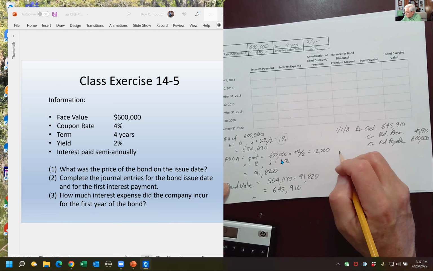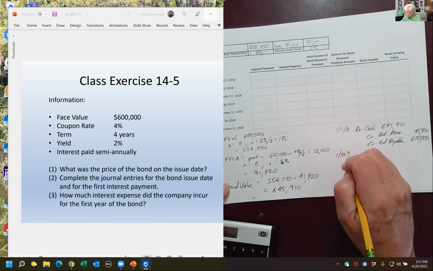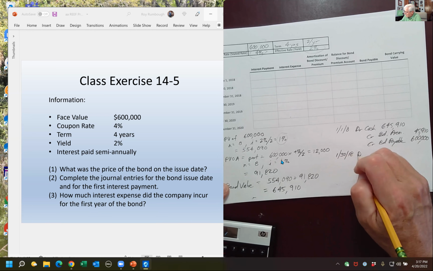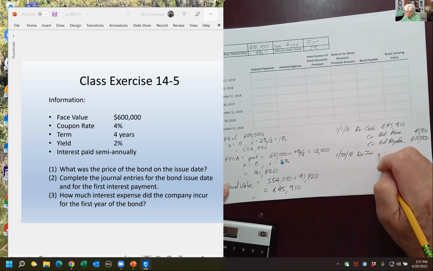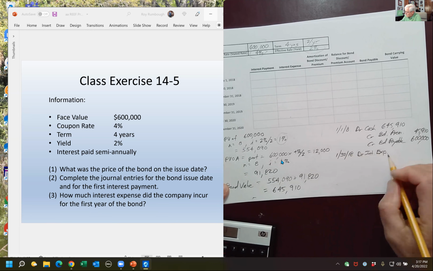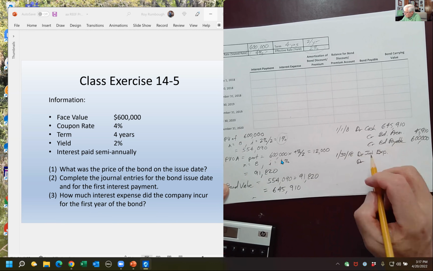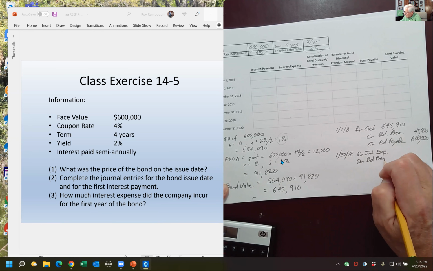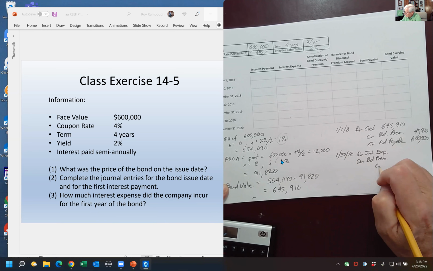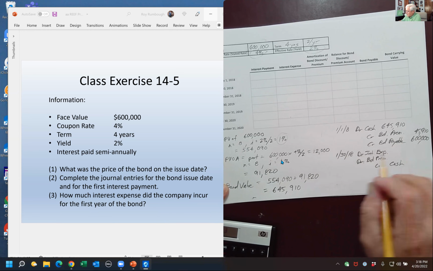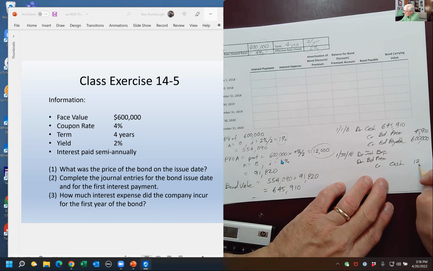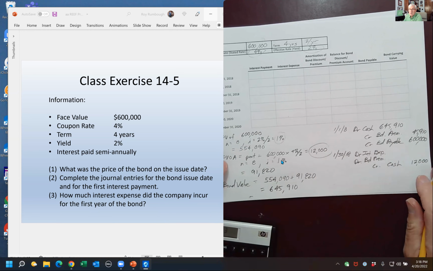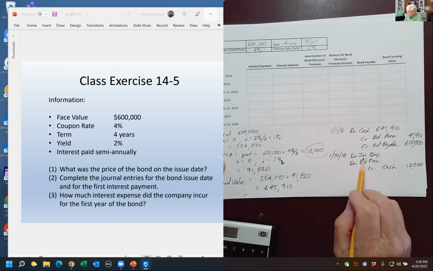How about 1/30/18? We're going to debit interest expense. We're going to debit the bond premium because we've got to amortize that. And we're going to pay cash. How much cash are we going to pay? 12,000.